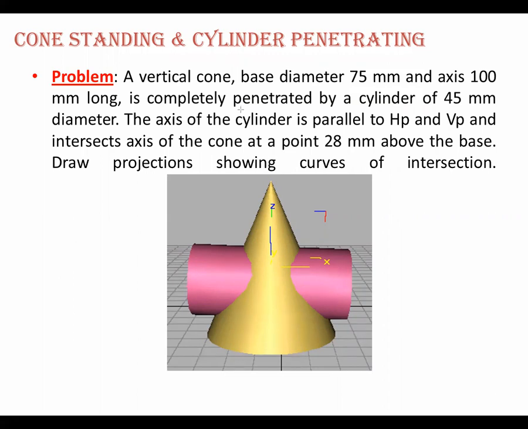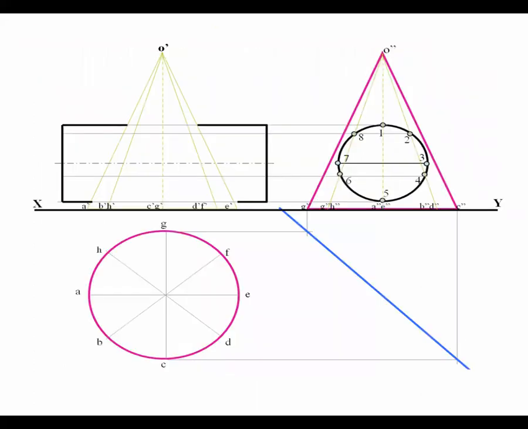In this problem, what is given? A standing cone is given having diameter 75 mm and axis, or we can say height 100 mm. It is penetrated by a cylinder 45 mm diameter. So we have to draw the curves of intersection. Let us see the solution. First of all, draw XY line. This is the XY line which is faint.